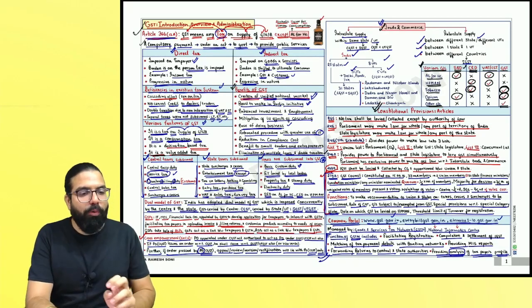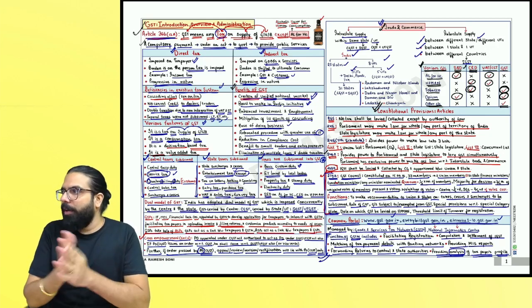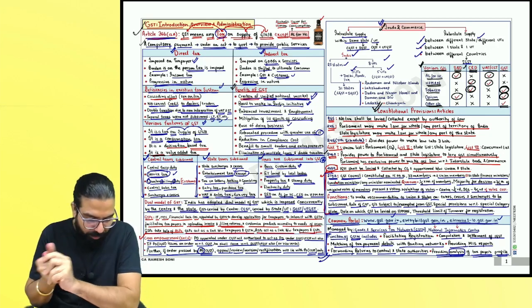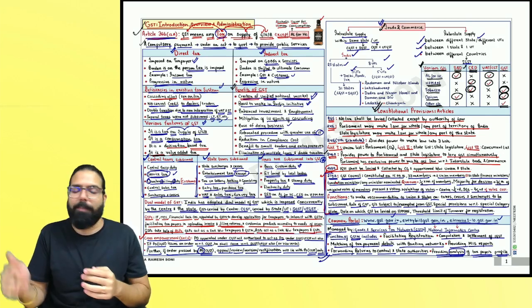Chalo. Before we move to the next chapter, let's take a 5 minute break and then we'll continue. Once we come back from the break, we'll continue with the next chapter. The next chapter is the chapter of supply. Let's take a break.